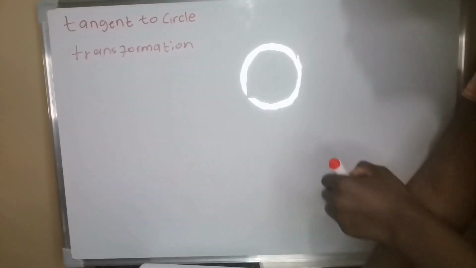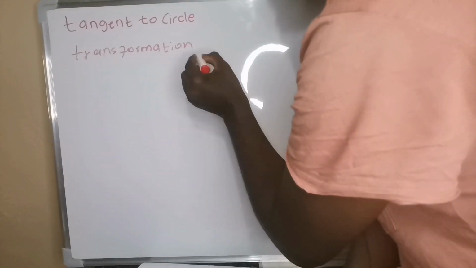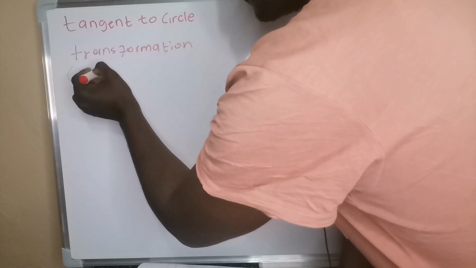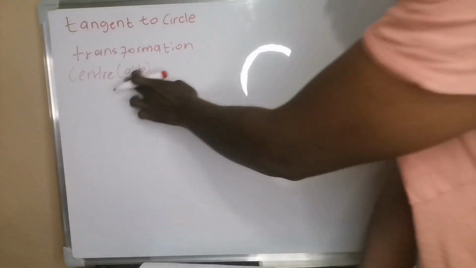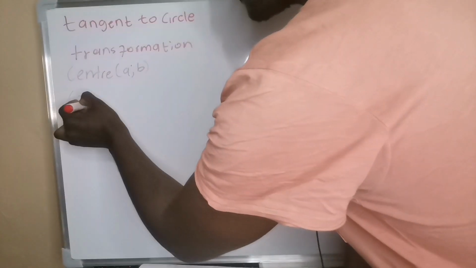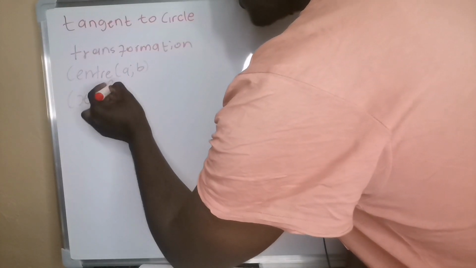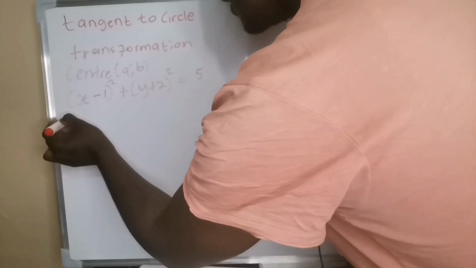Remember, transformation only deals with your center. We only talk about the center here. So when you say 2 units to the right, you talk about your center. For example, if you have an equation here, x minus 1 squared plus y plus 2 squared equal to 5.